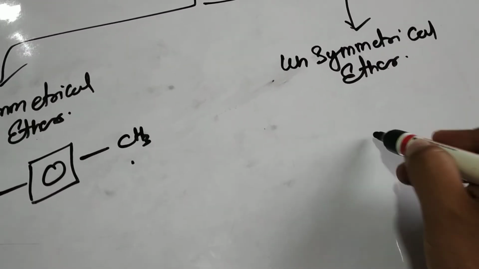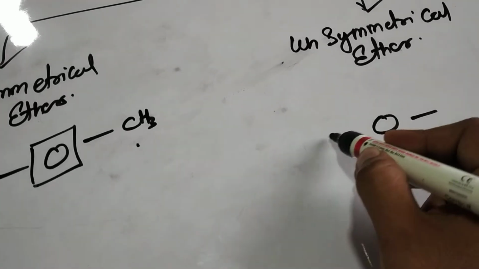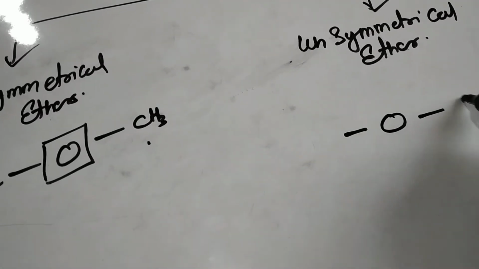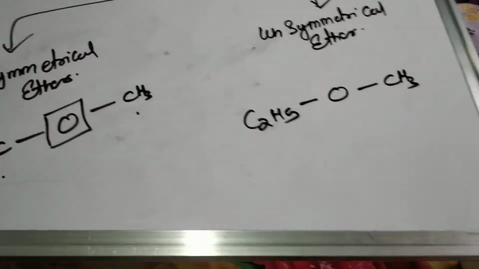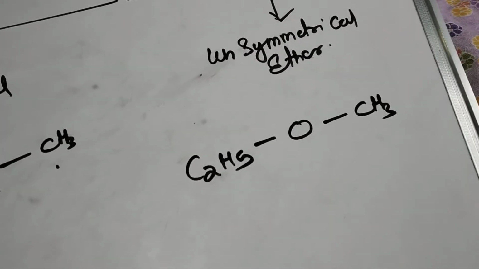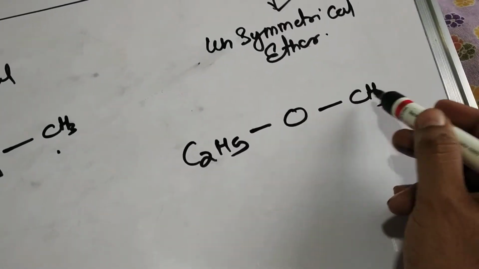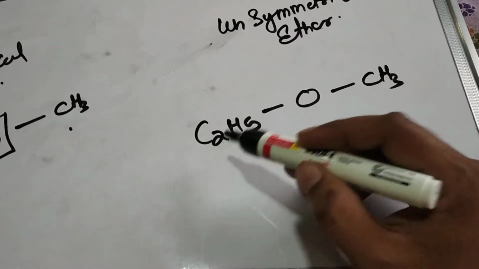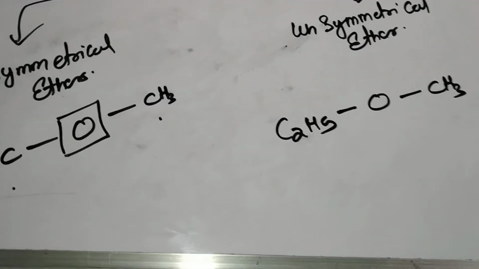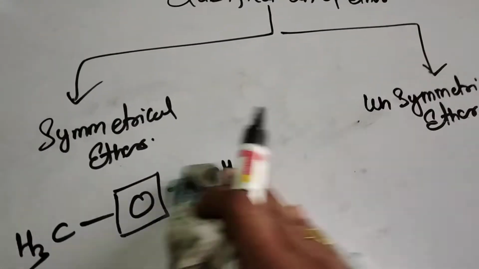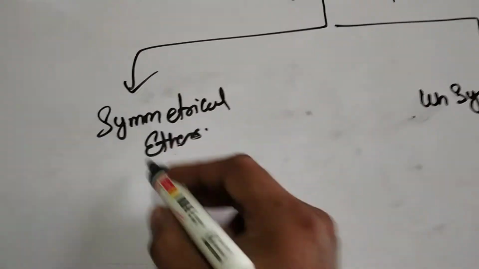Now what is unsymmetrical? Now on the right side or on the left side we have different groups. So see, this kind of an ether becomes the unsymmetrical ether because on the right side or on the left side we have different alkyl groups. So this kind of an ether will be called the unsymmetrical ether. So let's quickly see the examples of this.